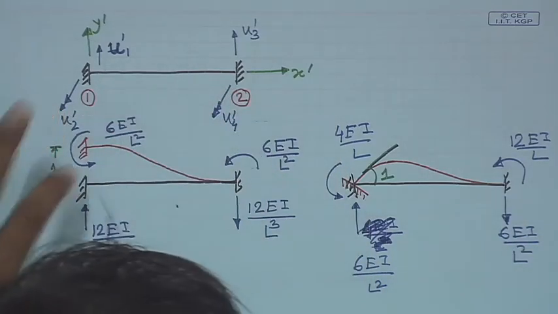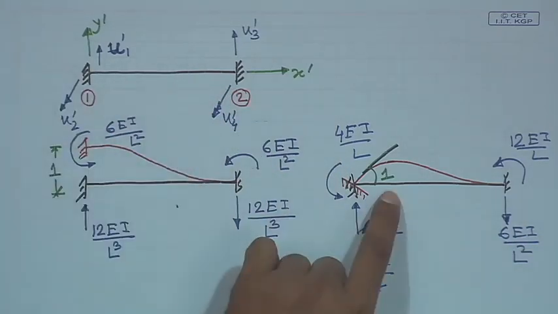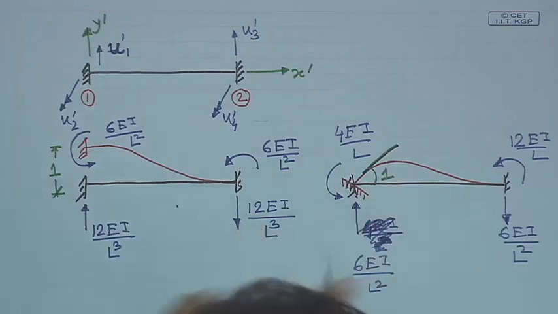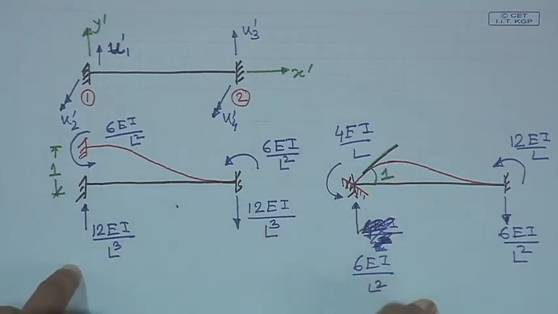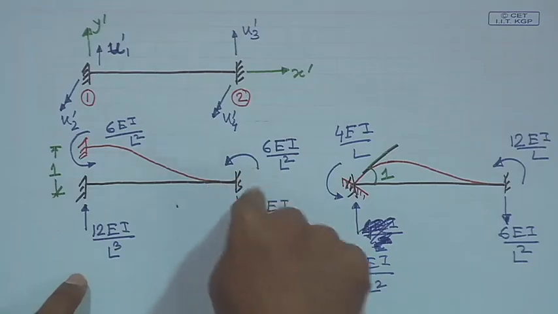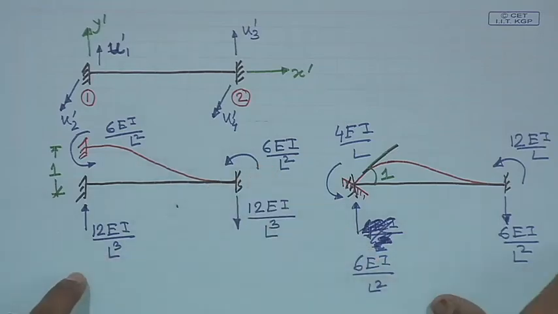So, this is for translation at joint 1, this is for rotation at joint 1. A similar exercise we can do for translation at joint 2 and rotation at joint 2, and if we do that, then what we have is something like this.